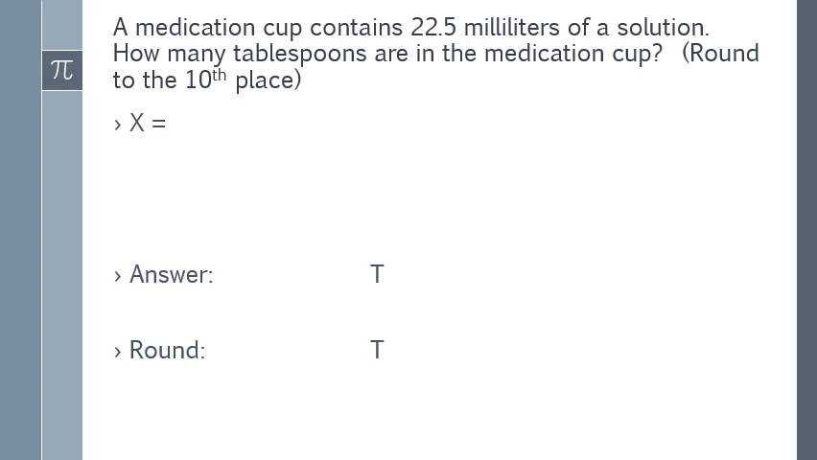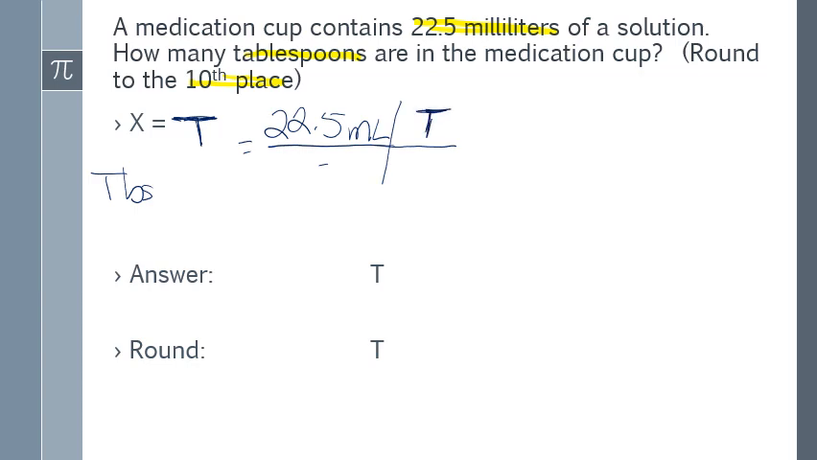This problem has us solving for tablespoons. We do need to go to the 10th place in this one, and we have 22.5 milliliters. So let's start solving. Tablespoons is typically denoted by a big T or a big T and TBS, so you might see either one of those. We know that we have 22.5 milliliters, okay? And we know that in a tablespoon, there are 15 milliliters. And again, this is another one that you'll want to commit to memory.